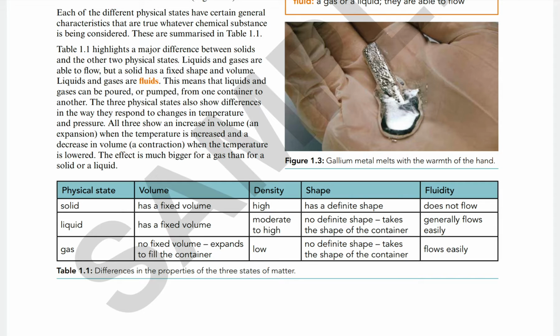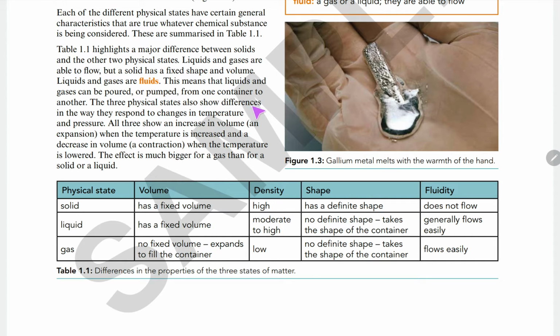Okay, so here Table 1.1 highlights a major difference between solids and the other two physical states. Liquids and gases are able to flow. Why? Because they can move, but a solid has a fixed shape and volume. Liquids and gases are both known as fluids. This means a liquid and a gas can be poured or pumped from one container to another. Why? Because the particles have freedom of movement, so they can be poured.